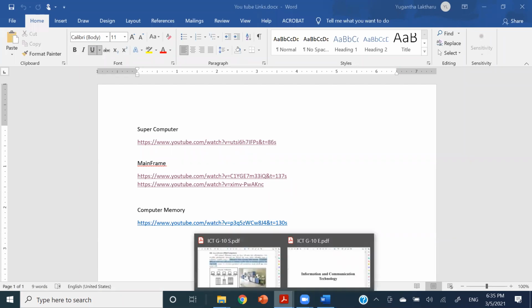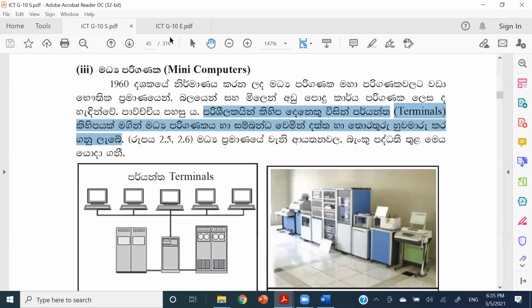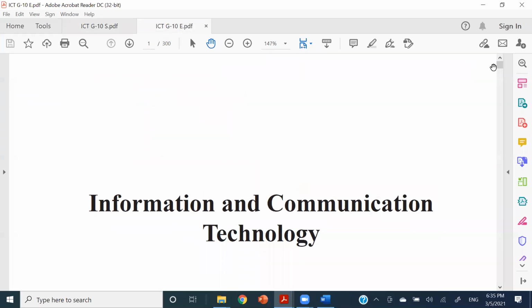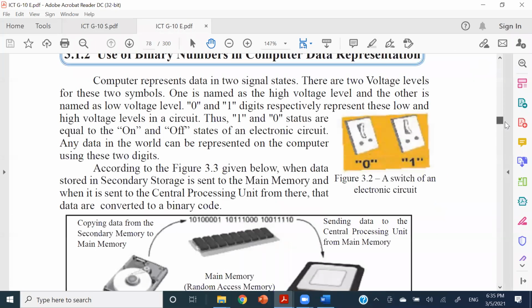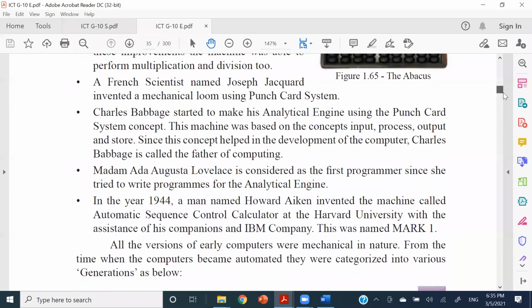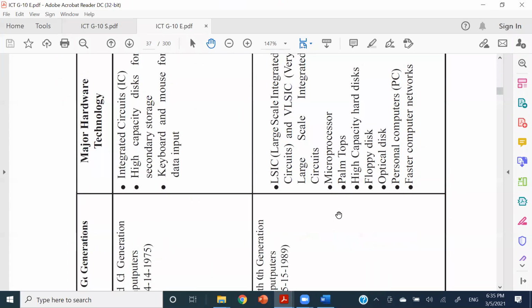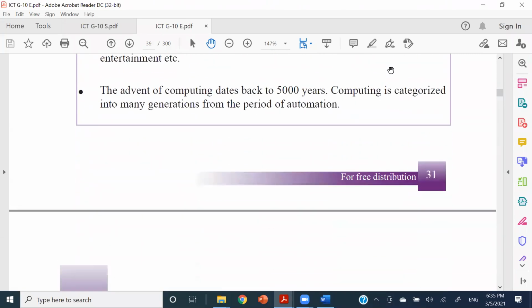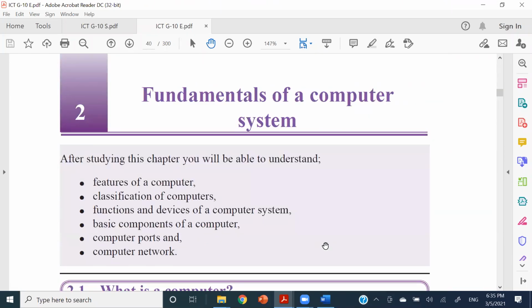Today we are going to commence the new lesson, which is the second lesson, where we are going to talk about computers, right? In the first lesson, we talked about how data and information are related to each other, as well as some of the history. Now today we are going to talk about the fundamentals of a computer system. So remember, people, when it comes to the fundamentals of a computer system, we are here to get to know about the computer.